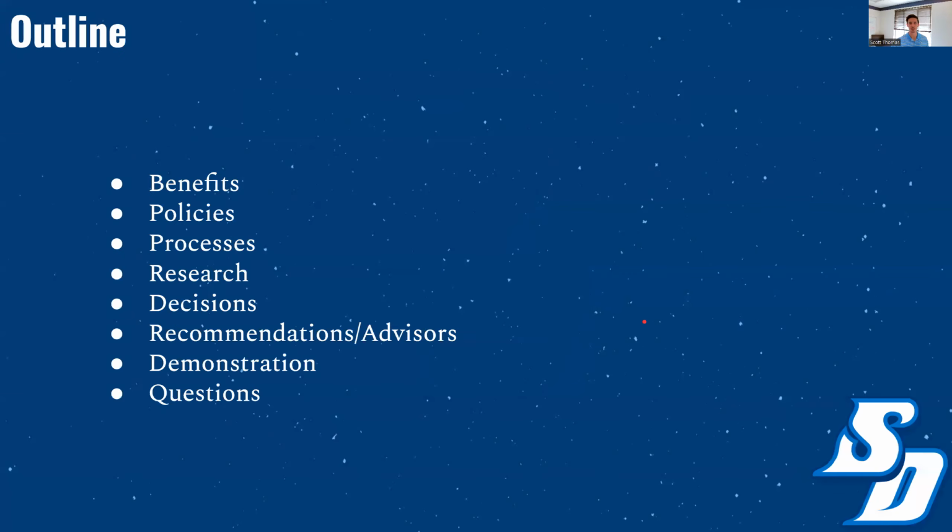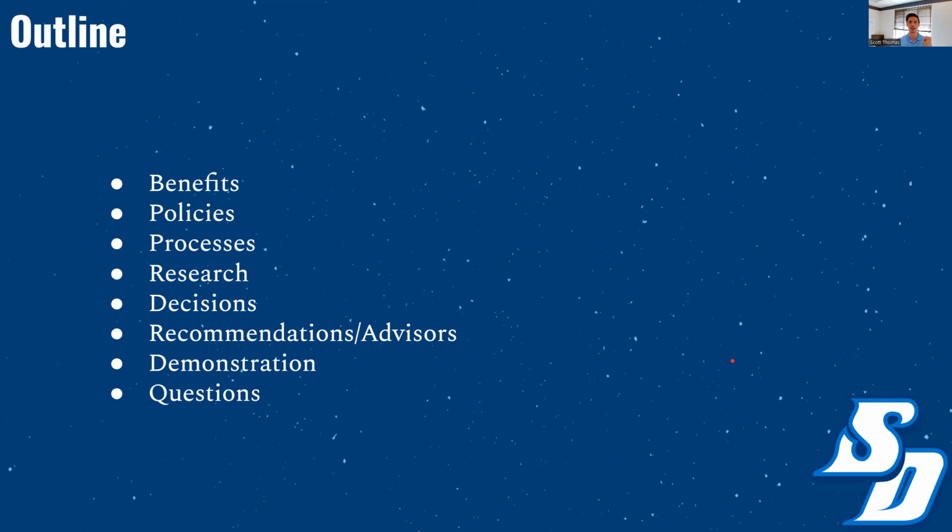So let's get into it. I'm going to talk about the benefits, the policies, the processes that you need to follow, the research that you need to do, the decisions that you need to make, and the recommendations and advisories that I have for you. I will do a demonstration. I can't take your questions in this format, obviously, but if you have questions, you can always reach out to myself or Joanne or Antoine or whoever it is that you work with here in athletics to get some support, or your academic advisor too. They're so helpful in doing this.